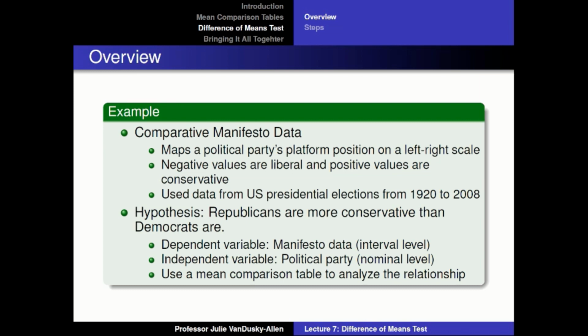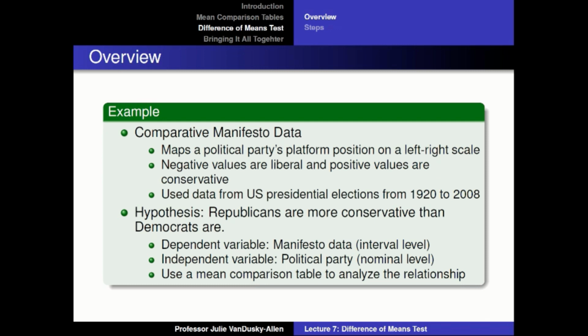Imagine you wanted to conduct a study that analyzed factors that influence ideology in the US. In this study, ideology is your dependent variable. To measure ideology, you collect data from the Comparative Manifesto Project, which measures each party's ideology using information from their party platforms. Negative values indicate a party is more liberal, and positive values indicate a party is more conservative. Note that this is an interval level variable because it is ordered and continuous but has no true zero.